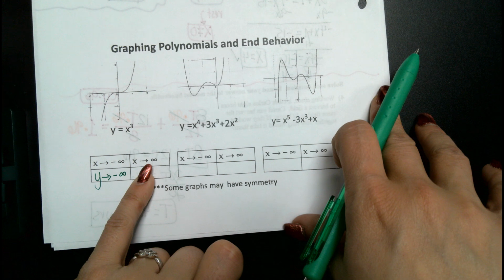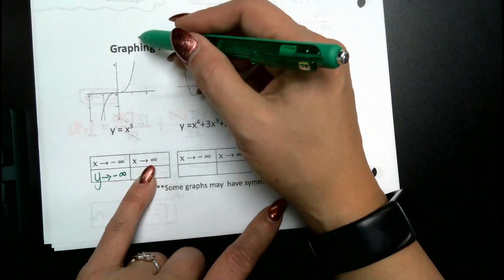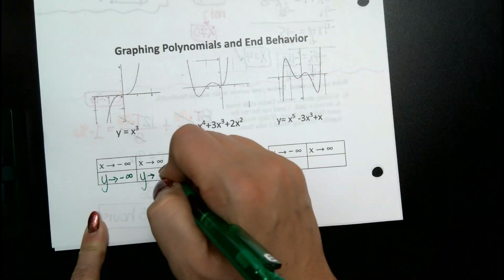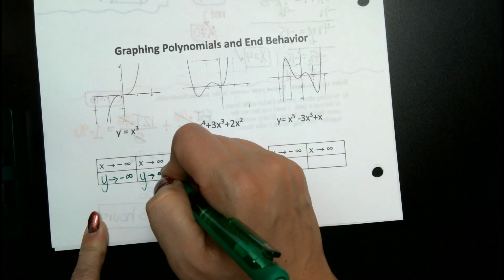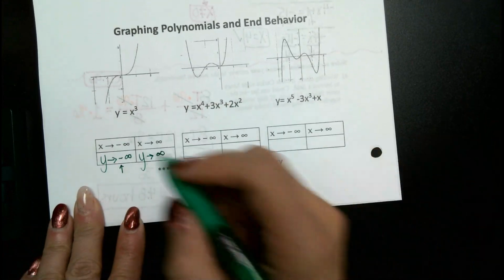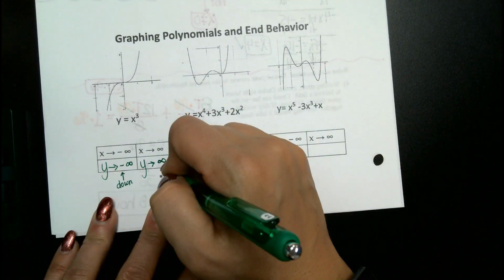As x goes to positive infinity, so as x is increasing, what's happening to y? It's also increasing. So y is going towards positive infinity also. You might want to make a note here. This one went to negative infinity. This one went to positive infinity because it was going up.